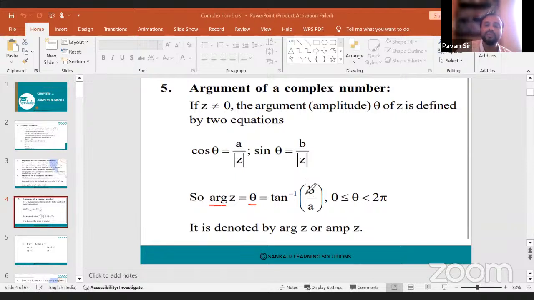theta is lying between 0 and 2 pi. The argument is denoted by arg z and the amplitude is denoted by amp z. Amplitude is amp, argument is arg.